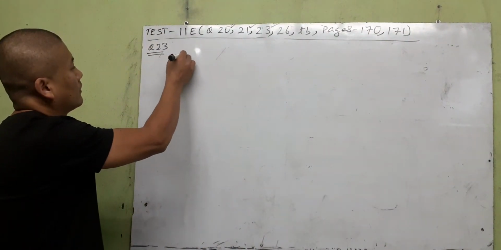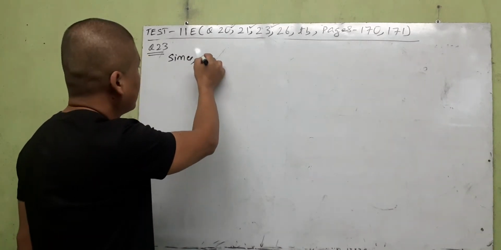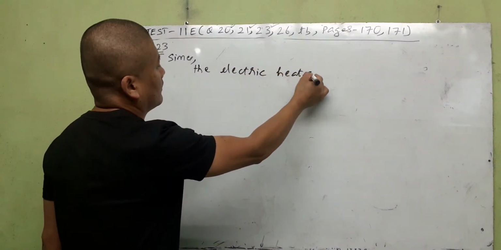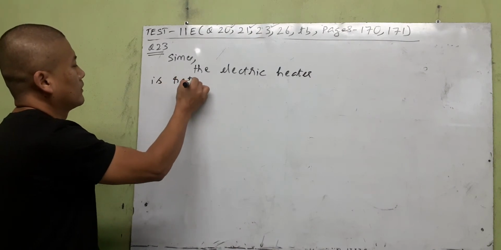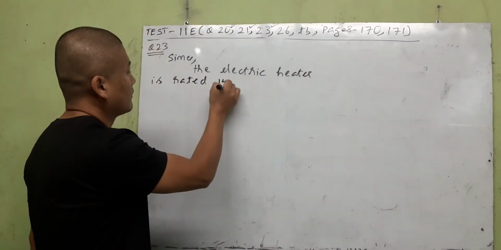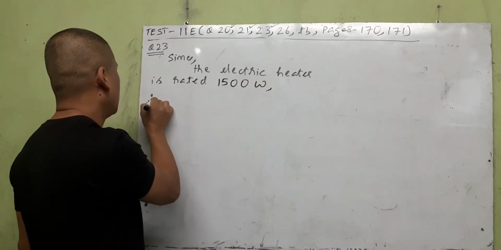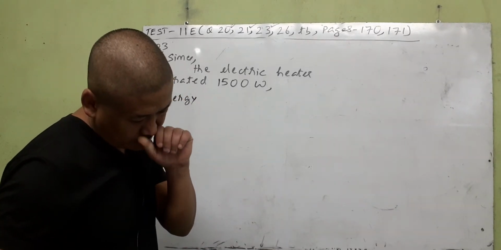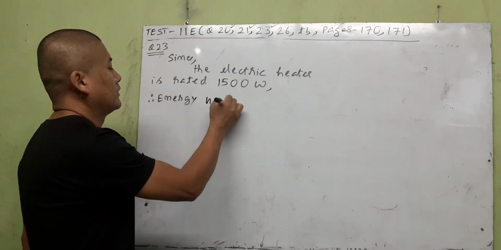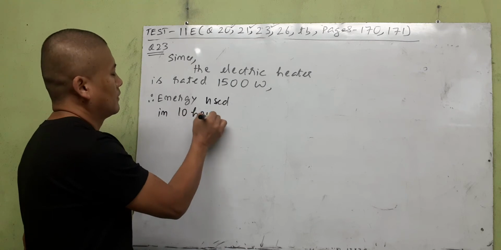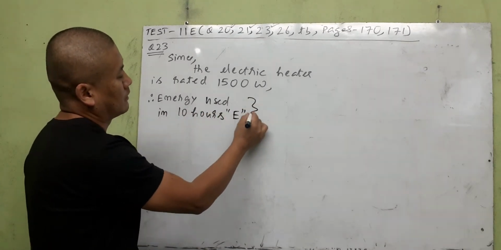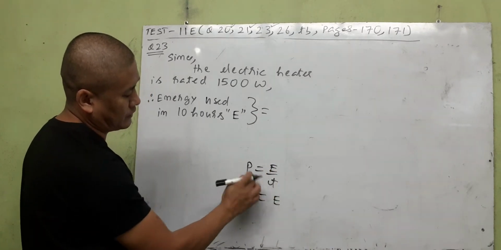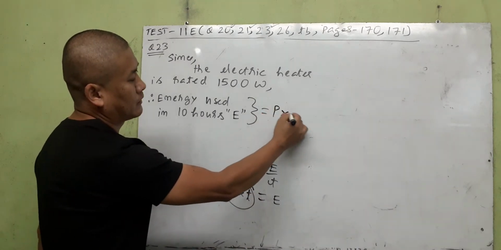So, since the electric heater is rated 1500 watt, therefore energy used by this heater in 10 hours, denoted by E. We know that P is equal to E by T. So we know E by simple understanding also T will go up. So P into T. Right?